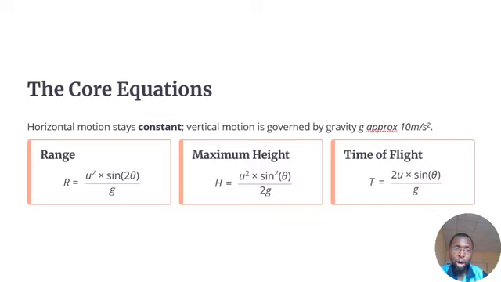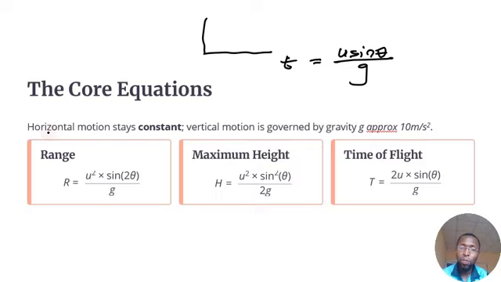Then we can also have the time it takes to get to the maximum height. That one is small letter t. t is equal to u sine theta over g. This one is the time it takes to get to the maximum height. If the projectile is launched, it goes and comes down. The time it takes to get here is this small t. When it now comes down, that's the capital T. The time it takes to get back to the ground is the time of flight.